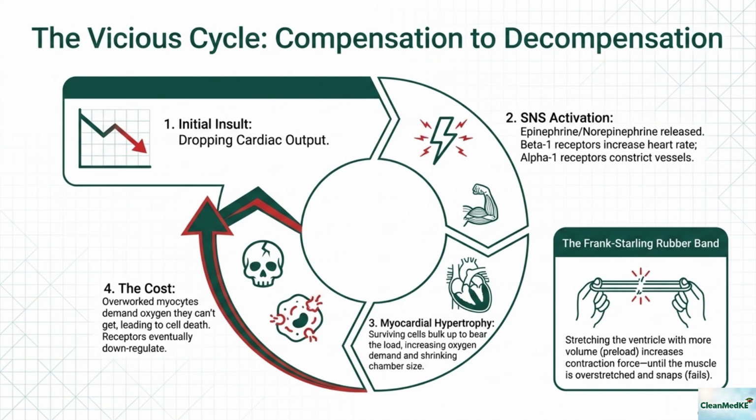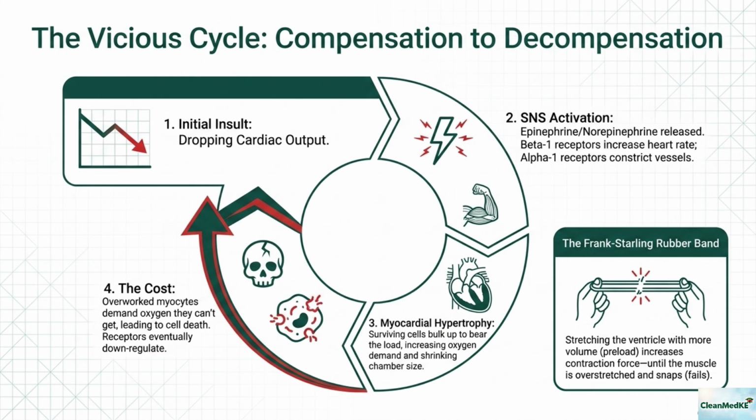Why does heart failure get worse over time? It's because of a vicious cycle of compensation. When cardiac output drops, the body panics and activates the sympathetic nervous system, or SNS. It releases epinephrine and norepinephrine to make the heart beat faster and harder. Initially, the heart muscle bulks up, hypertrophy, to handle the load. But this comes at a high cost. Those overworked muscle cells demand more oxygen than they can get, leading to cell death.